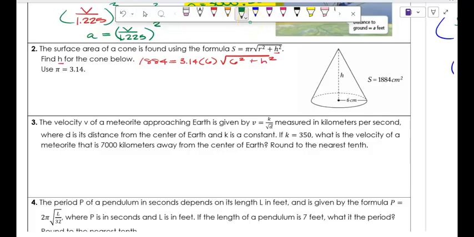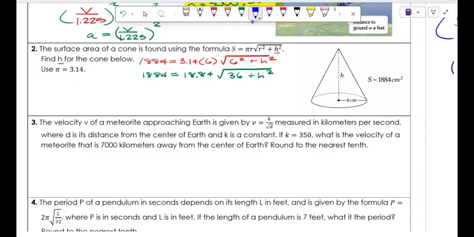Okay, so I've got that right there. So now my first step would be, let me go ahead and combine this 3.14 and 6. So that's going to get me 1884 is equal to... I'm sorry, 18.84. 3.14 times 6 is 18.84. Times the square root of 6 squared. You know what? Actually, let's go ahead and make that into 36. 6 squared is 36 plus h squared. Okay. All right. Now I've got that.